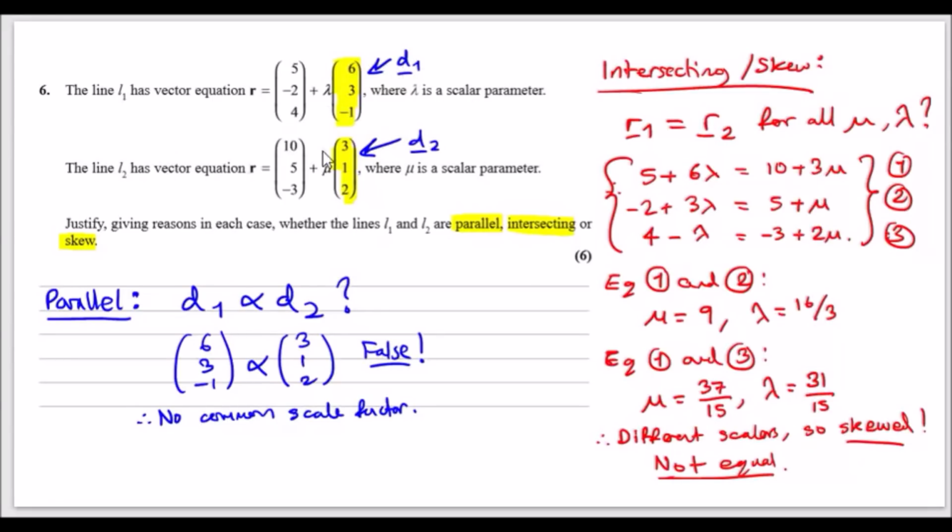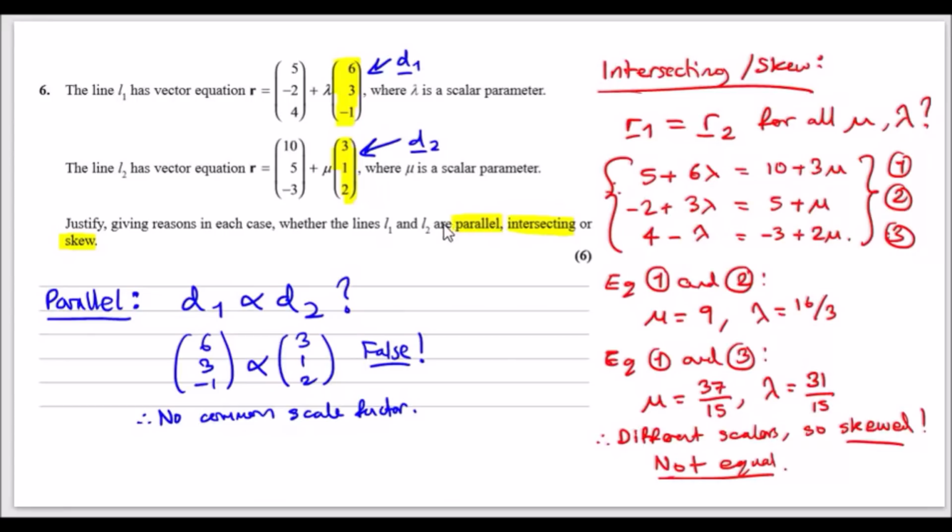And the second equation has the same idea but slightly different variables. So one has a scale factor mu, one has a lambda, and they're totally different lines. Now justify, giving reasons in each case, whether the lines L1 and L2 are parallel, intersect, or skew. Now intersect and skew are kind of on the same part. You just need to check if it intersects, then it's not skew. If it doesn't intersect, then we say it's skew.